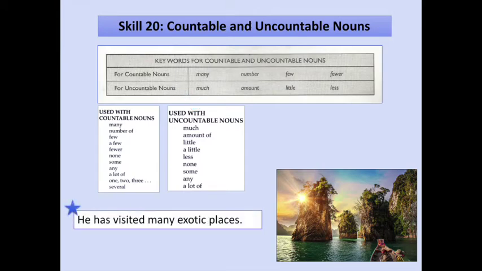Look at the example sentence. He has visited many exotic places. Here we have many, which is an expression that's only used with countable nouns. So the noun, places, has to be countable.